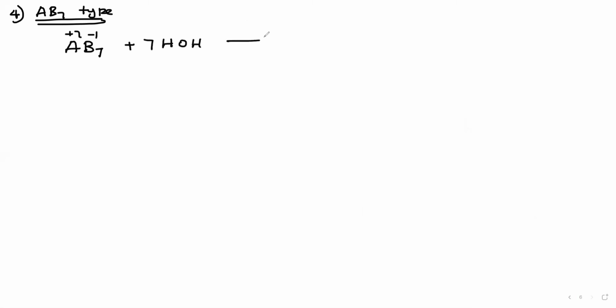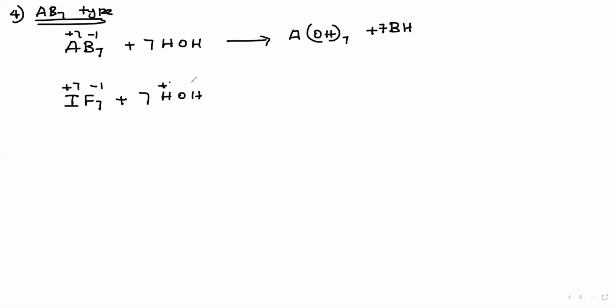So what is the product now? Same. Here A with OH 7 times, plus A, then BH 7 times. Understand? Now it's a general equation. I'm going to give an example. Okay, see the example, IF7. Only one AB7 type. IF7 reacts with 7 moles of HOH. Same, right? Here +7, here -1, here +1, here -1.